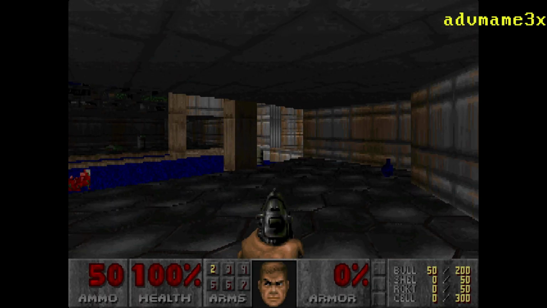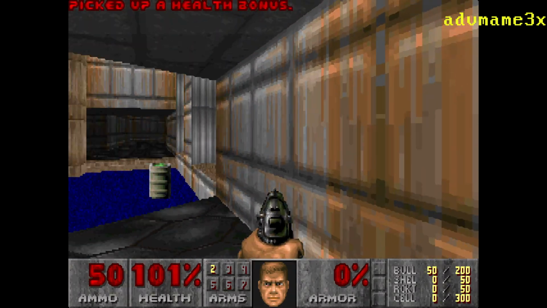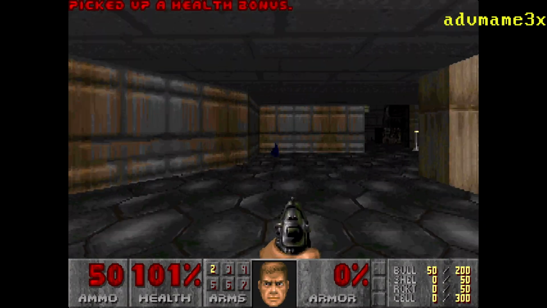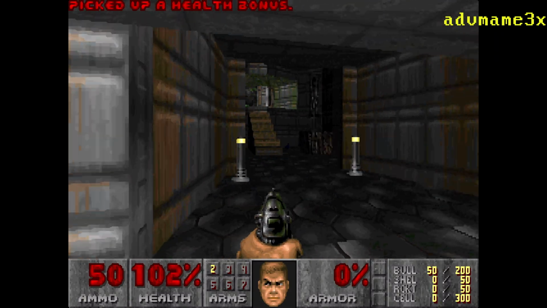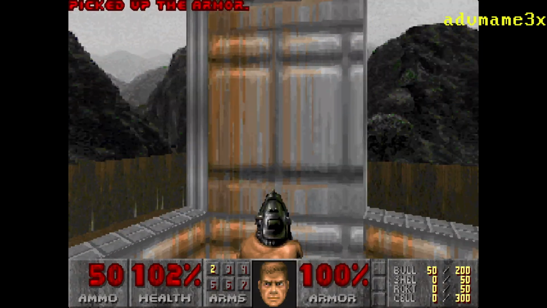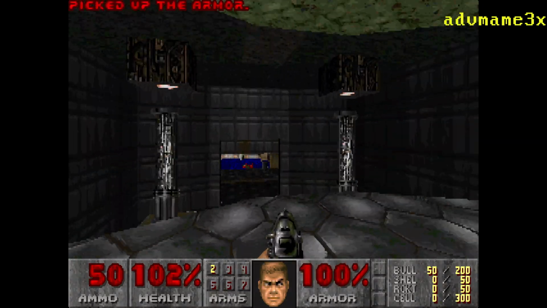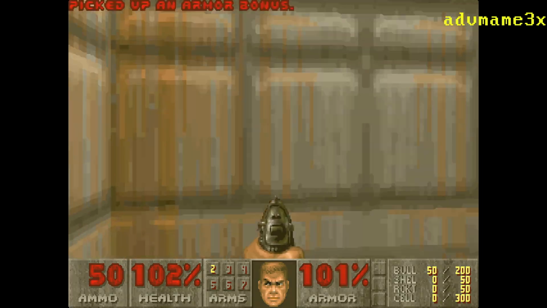So we're looking at a watercolor now, which makes sense since Doom is art, I guess. This is ADV MAME 3X, and I believe MAME is the Machine Arcade emulator. I can't remember what MAME stands for. Apologies, I'm not a console or arcade person. But yeah, it looks like they've ported that.